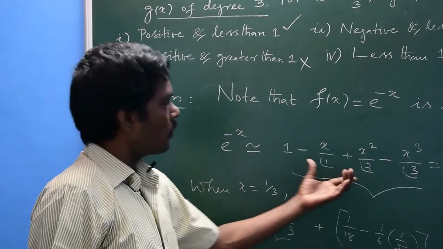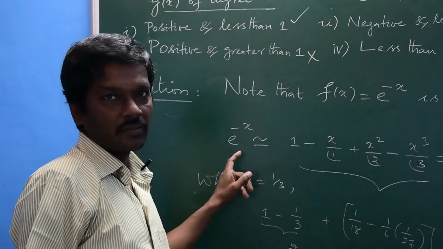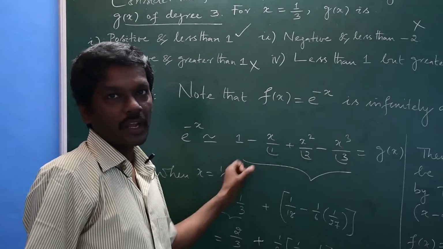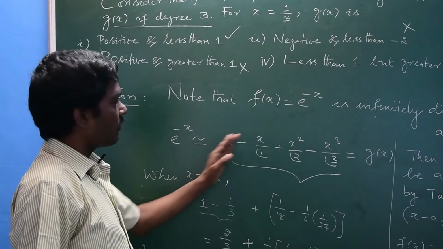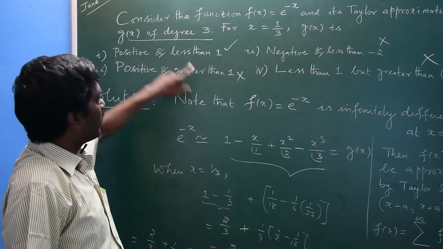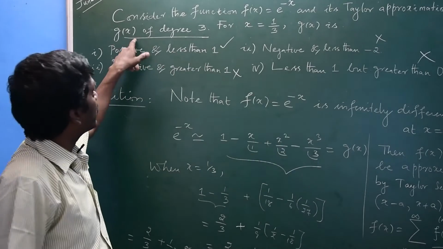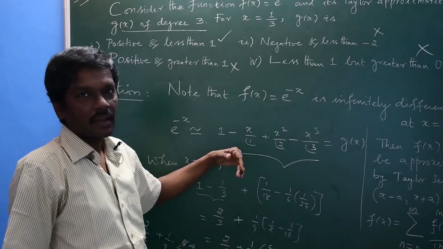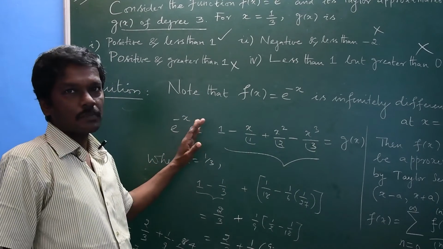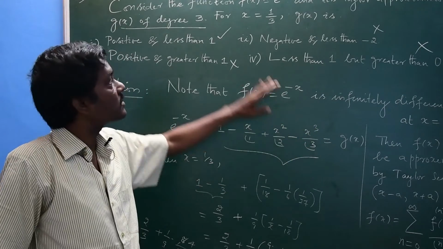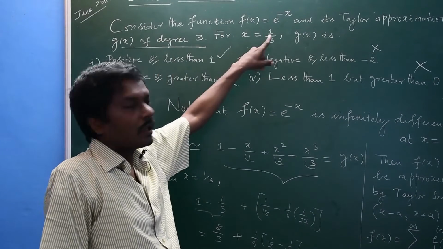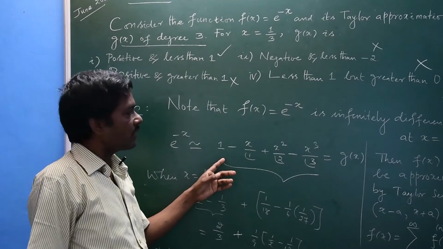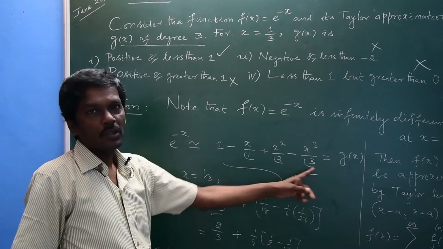So this is one approximation of e power minus x. There can be several approximations, because depending upon the degree, the number of terms that you take into account, the value of the approximation of e power minus x changes. But why we have considered up to 3 is that we are given that g of x is of degree 3. And we have taken for granted that e power minus x is expanded about the origin, because we are not given about which point it is to be expanded. Okay.